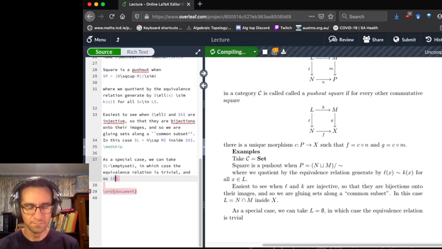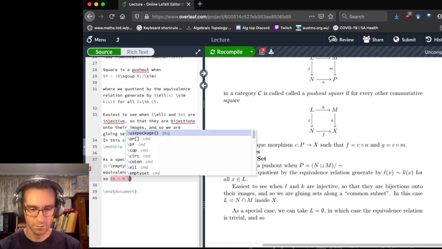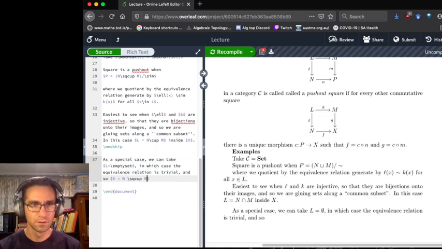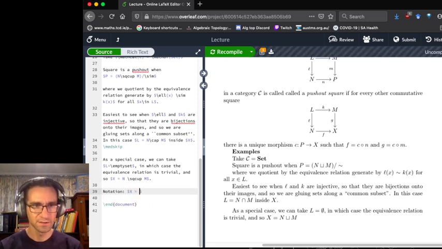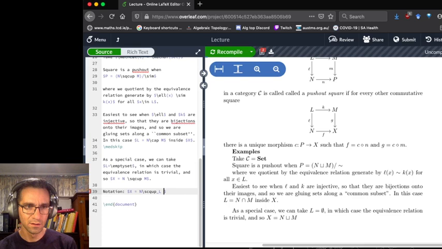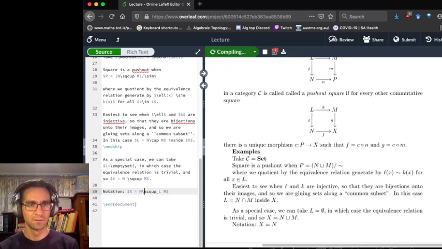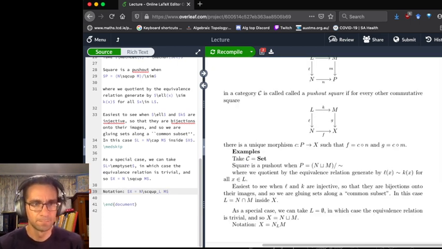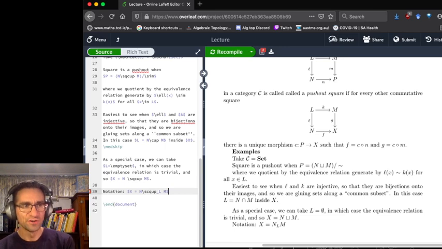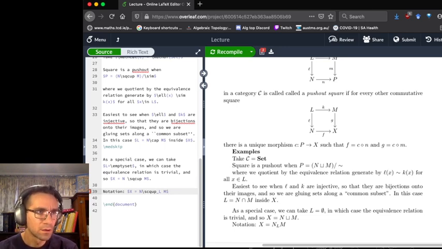And so maybe I should have some notation. So something like X is equal to N square cup subscript L M. Okay. So somehow I'm taking the union of N and M, but then gluing them along L somehow.